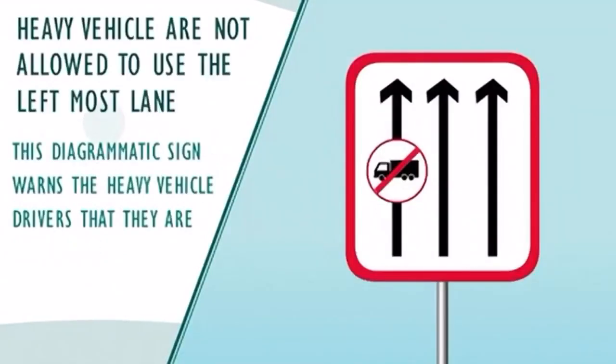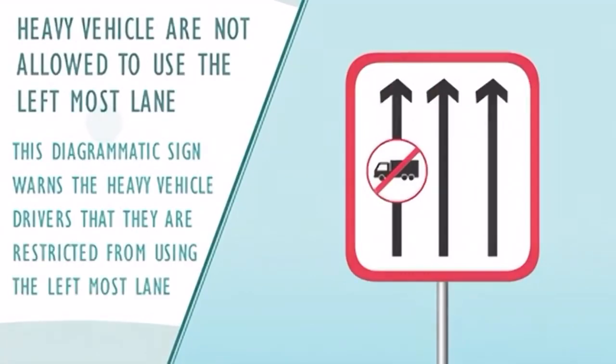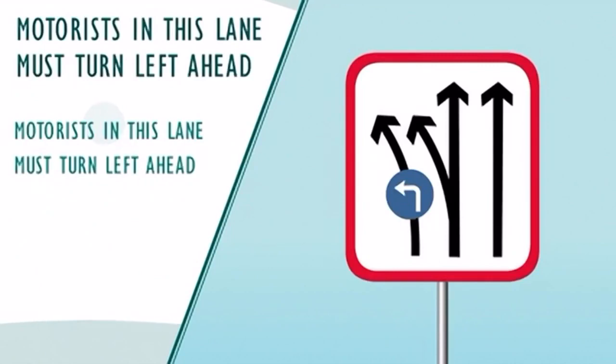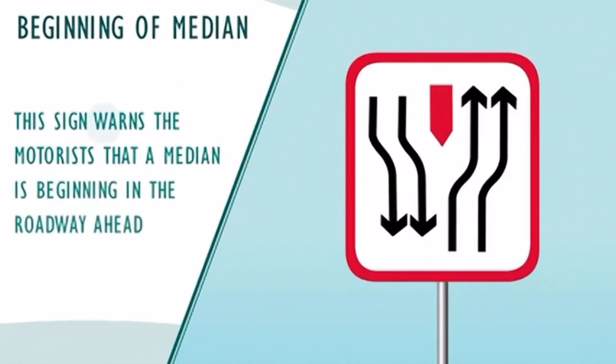This diagrammatic sign warns the heavy vehicle drivers that they are restricted from using the leftmost lane. This sign warns the motorists that the leftmost lane use is controlled. Motorists in this lane must turn left ahead. This sign warns the motorists that a median is beginning in the roadway ahead.